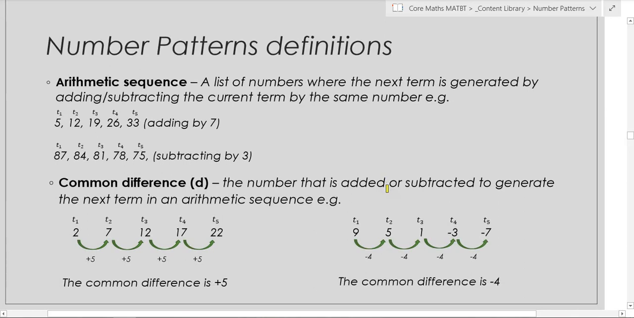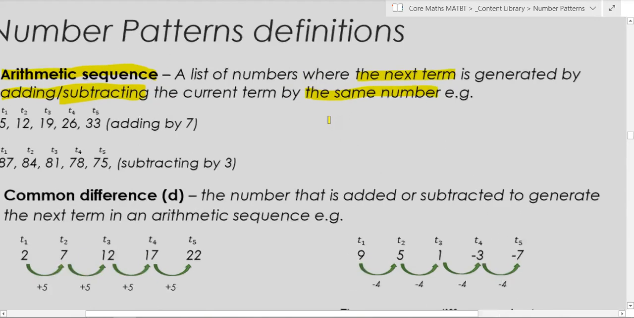So some definitions that you need to know. An arithmetic sequence, I've been using this term a lot just now, is basically a list of numbers where the next term is generated by adding or subtracting the same number to the current term. Basically what that's saying is, to get the next number, you have to add or subtract the same amount, whatever it is.